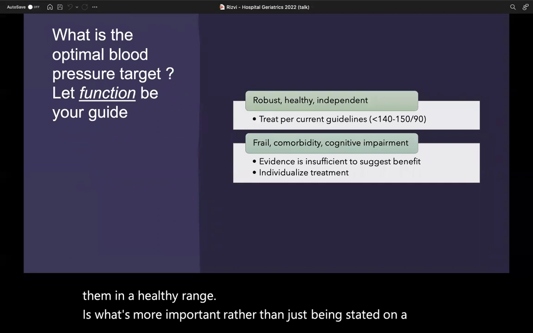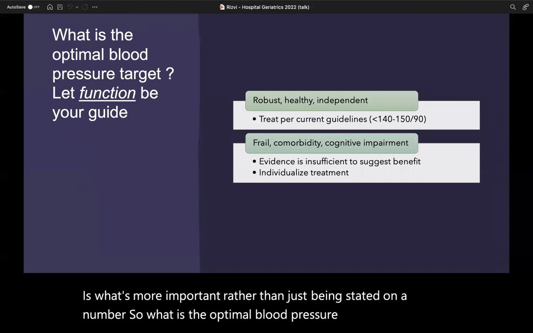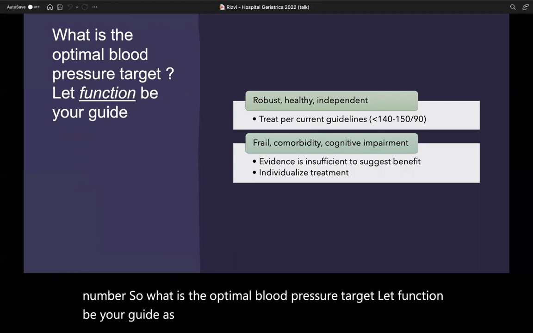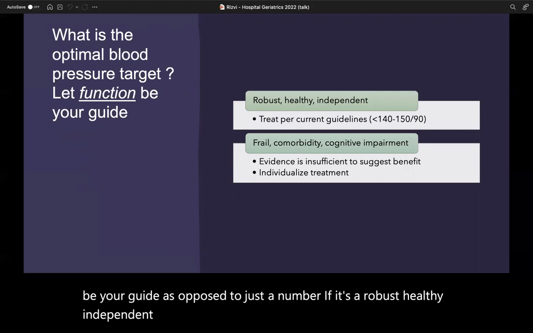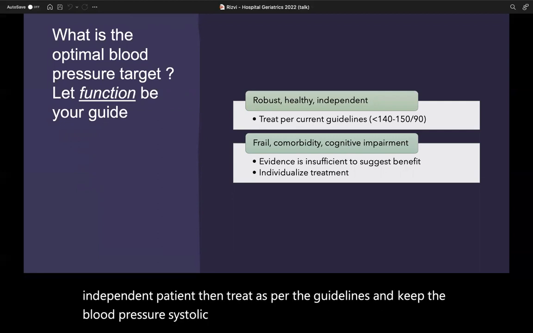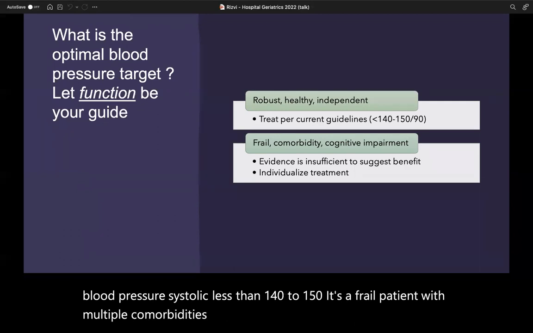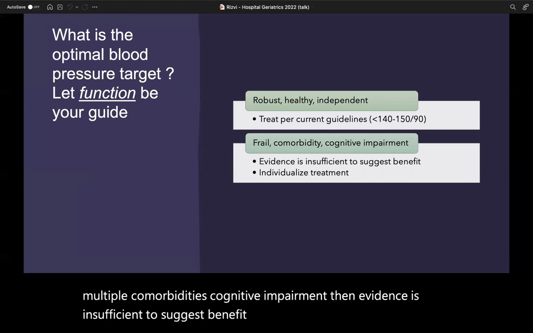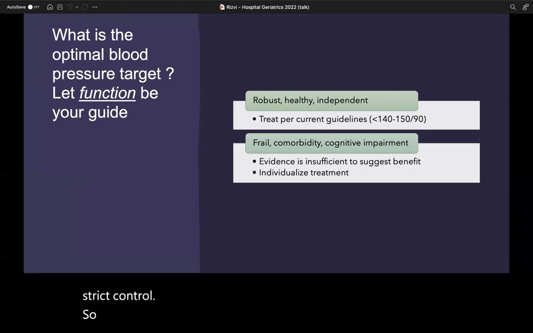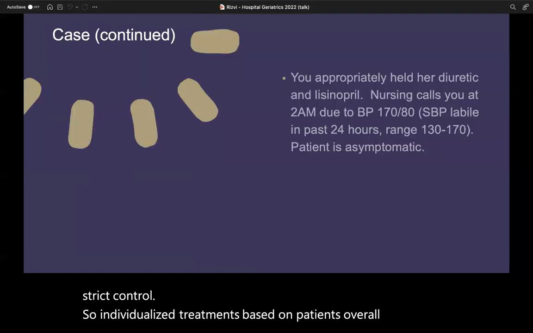So what is the optimal blood pressure target? Let function be your guide as opposed to just a number. If it's a robust, healthy, independent patient, then treat as per the JNC8 guidelines and keep the systolic blood pressure less than 140 to 150. But if it's a frail patient with multiple comorbidities, cognitive impairment, then evidence is insufficient to suggest a benefit of very strict control. So individualized treatments based on patients' overall state of health and frailty.